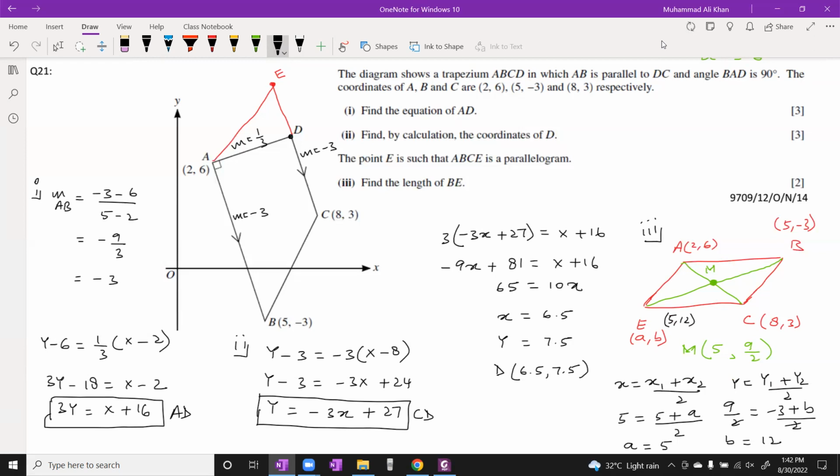Can you find the length of BE using the distance formula? According to the distance formula, how much did it come to? 15 is the length of BE by using the distance formula. Any confusion? Is this clear? Is this clear? That's great.